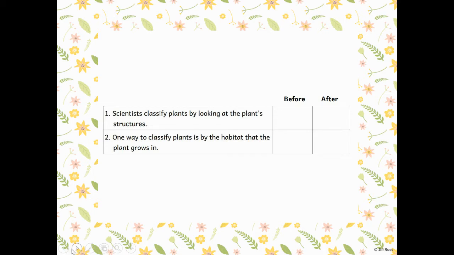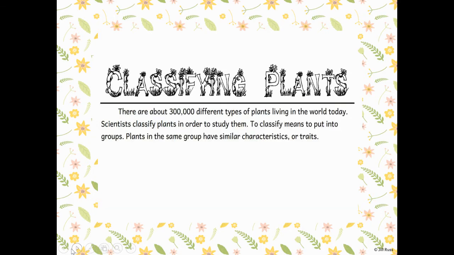Again, I'm in my reading packet under classifying plants on page 72. There are about 300,000 different types of plants living in the world today. Think about all the different types. Scientists classify plants in order to study them. To classify means to put into groups. Plants in the same group have similar characteristics or traits.